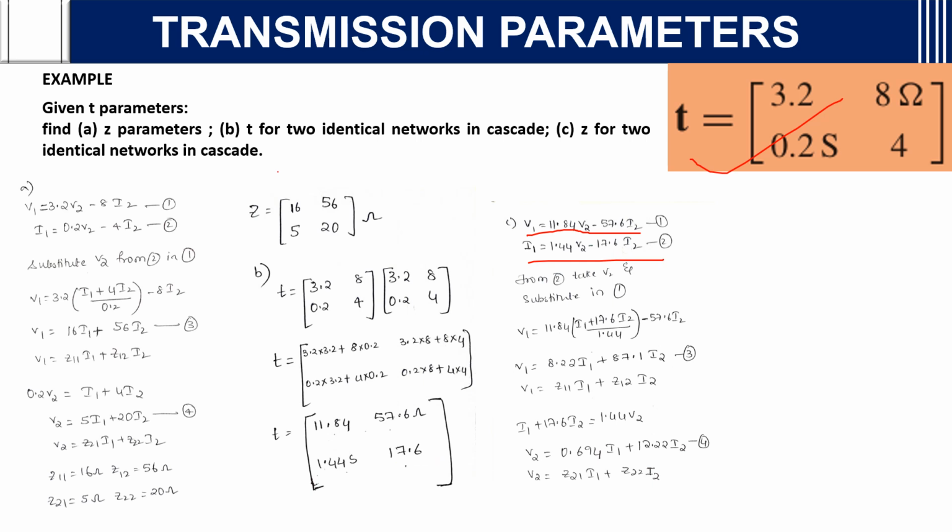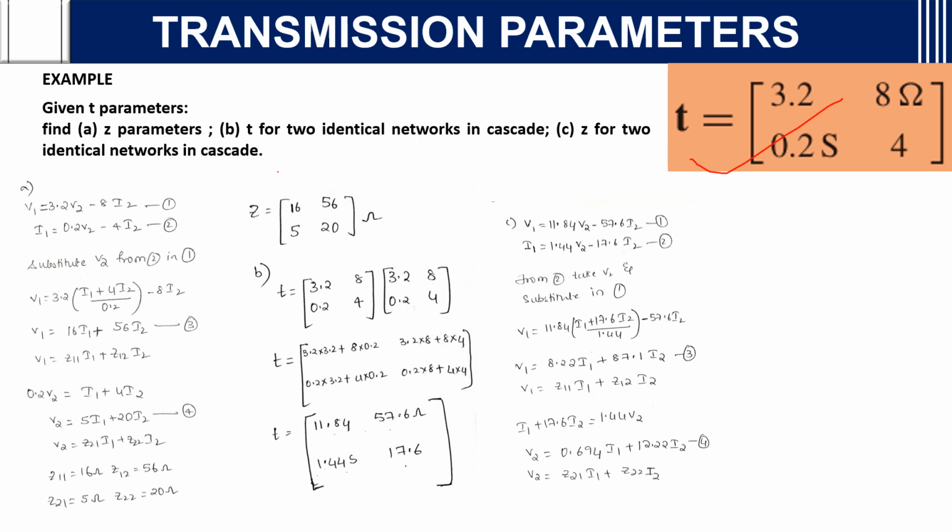We are writing the matrix in the form of the T parameters equations. Then from the second equation, take V2 and substitute it in the first, so that you get V1 in the form of Z11 I1 plus Z12 I2. That is V1 is equal to 8.22 I1 plus 87.1 I2. So you got Z11 and Z12.